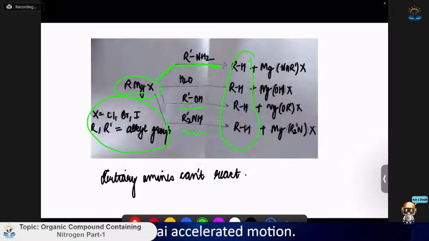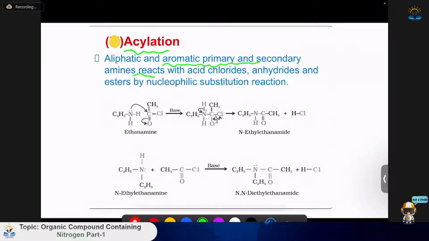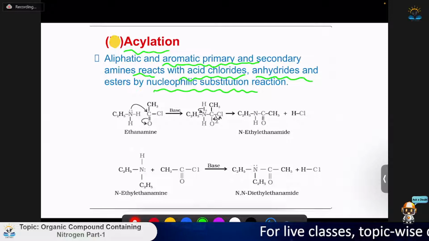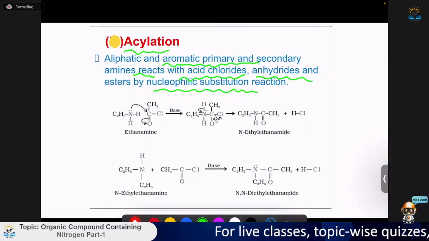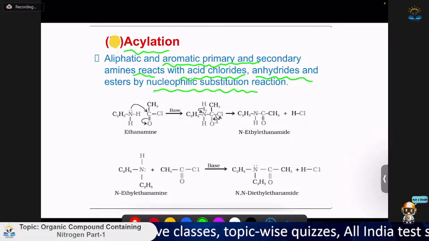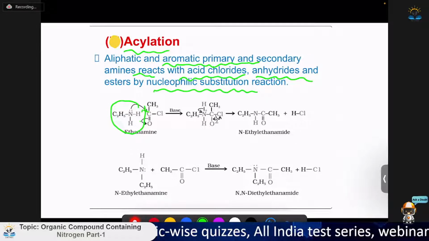Now next, alkylation we saw, Hoffman degradation we saw, now we come to acylation. What happens? Aliphatic and aromatic primary and secondary amines react with acid chlorides, anhydrides, and esters by nucleophilic substitution reaction. So we know what acylation is from previous chapters. So both aliphatic and aromatic primary and secondary amines react with acid chlorides.